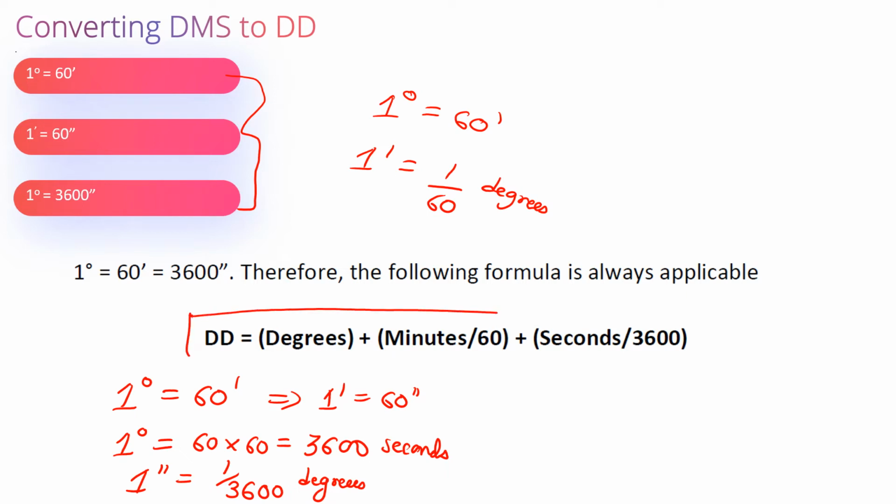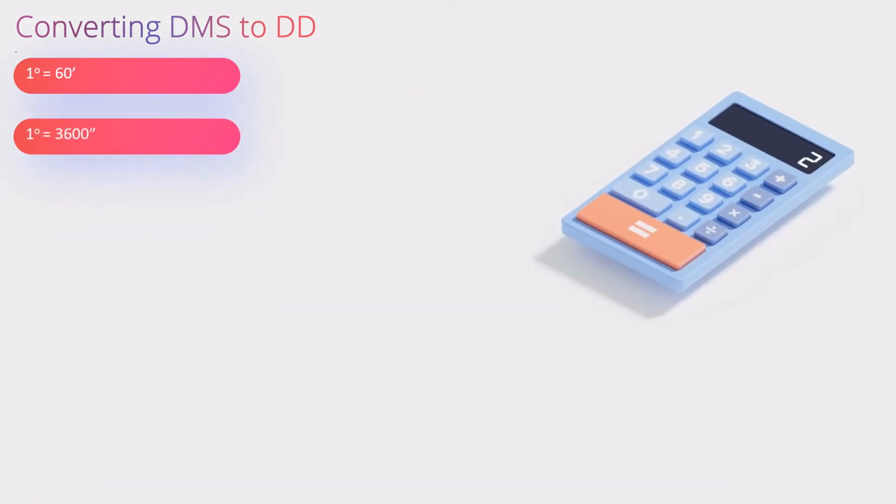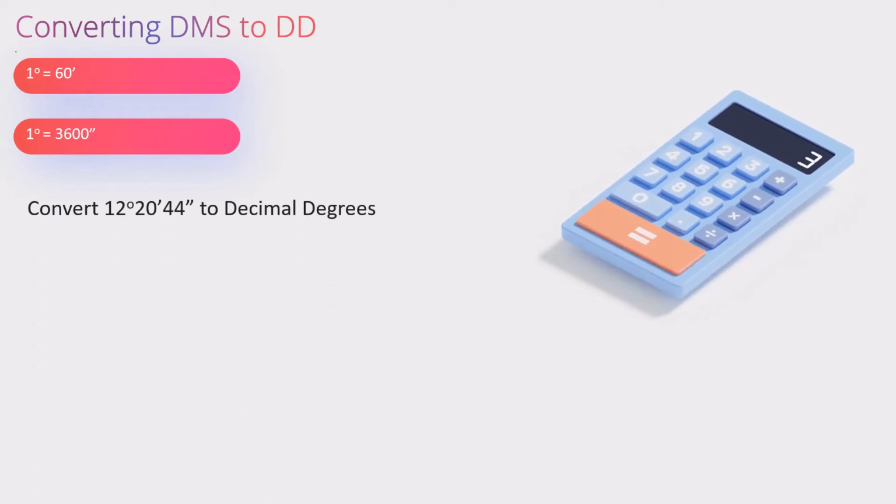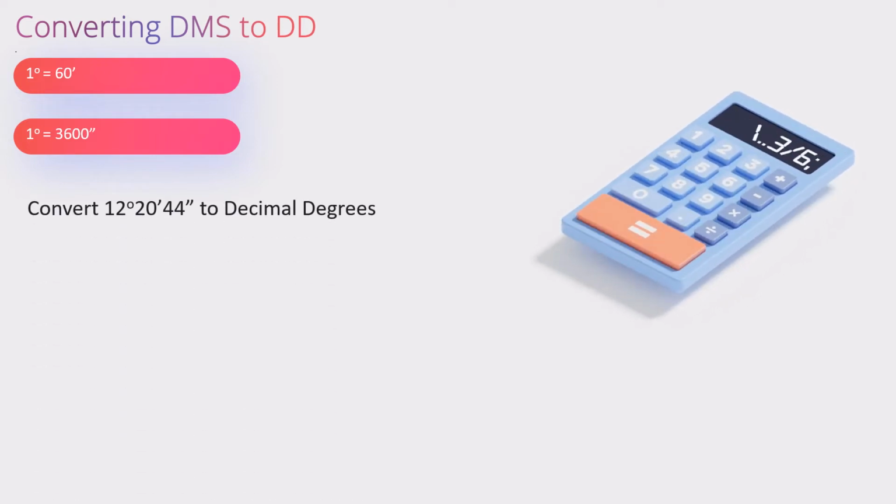And we use this formula: decimal degrees is equal to degrees plus minutes by 60 plus seconds by 3600. So let's see an example. Let's say we want to convert 12 degrees, 20 minutes and 44 seconds to decimal degrees.